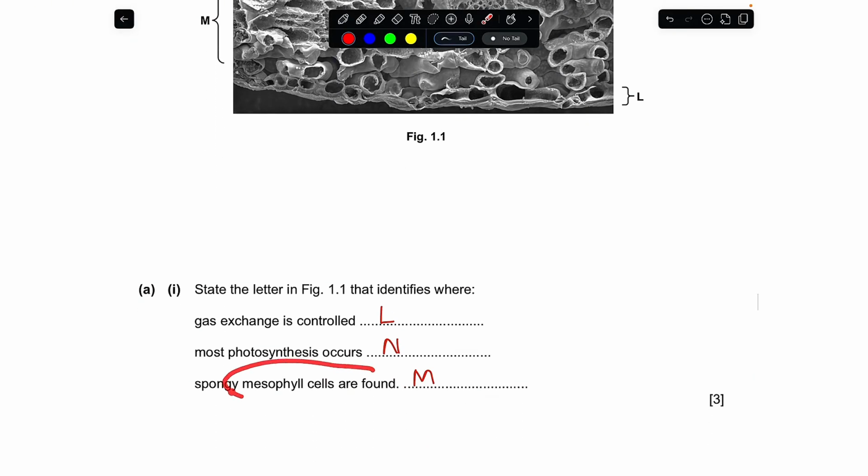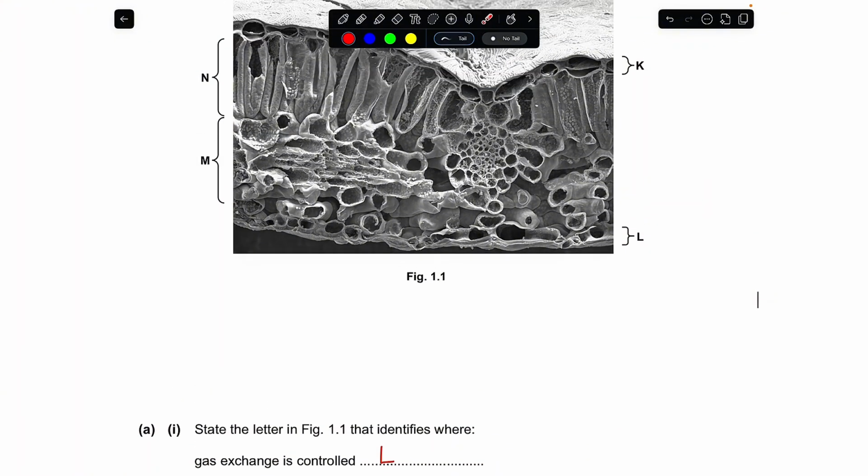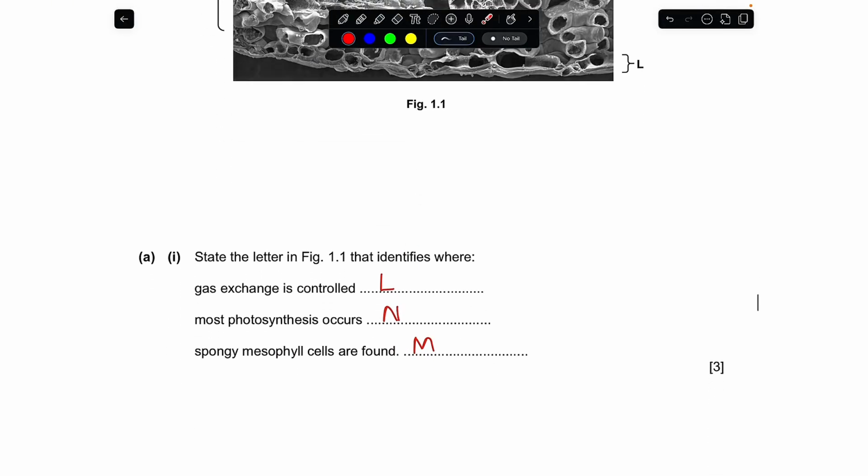And they say where spongy mesophyll cells are found. So this is M with us because we see air spaces. We also see the vascular bundle here. And at the same time, these cells here appear to look rough shaped. So that is an indication of the presence of the spongy mesophyll cells.